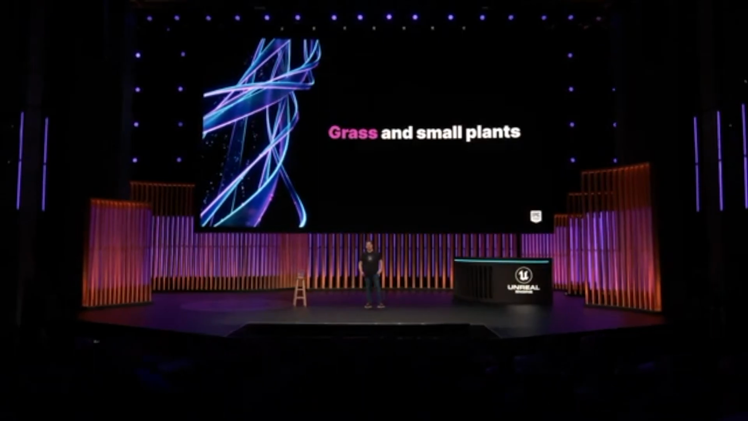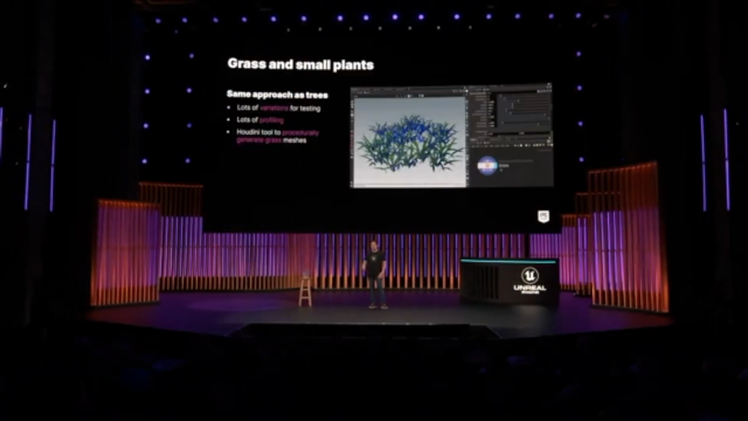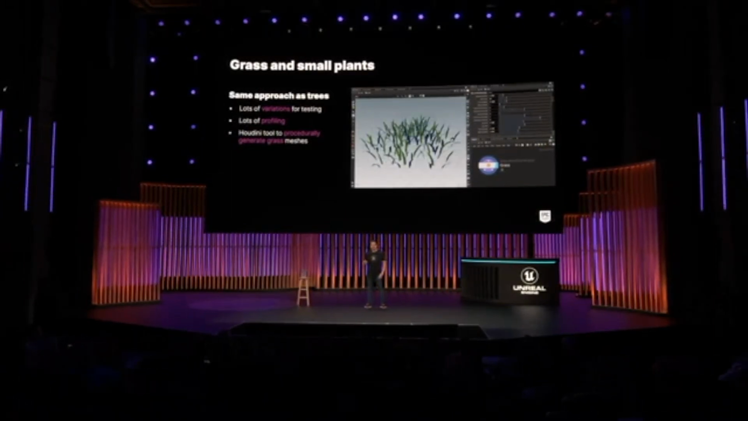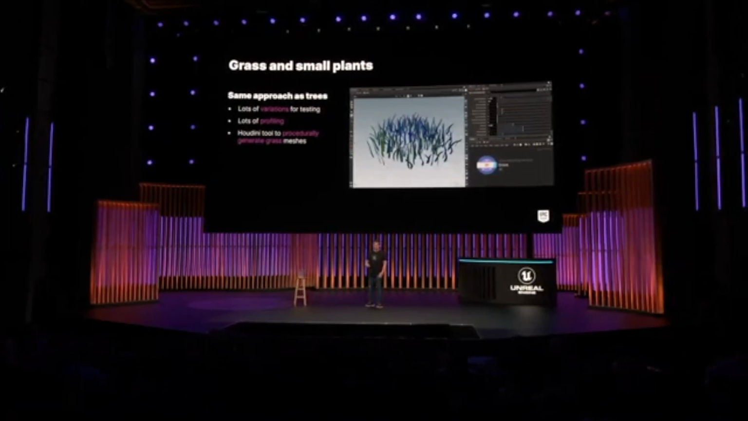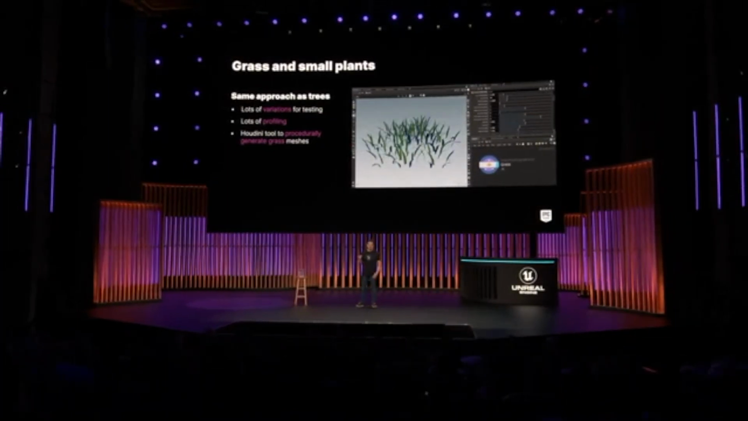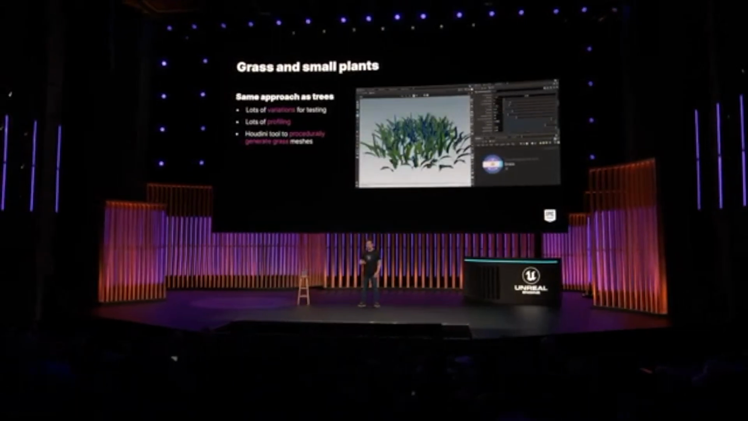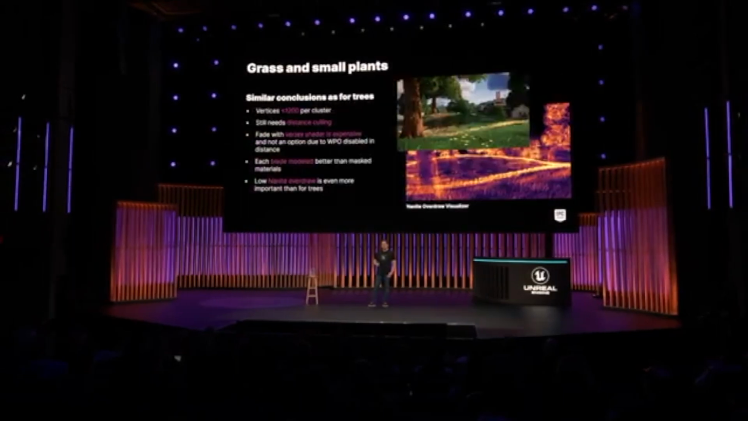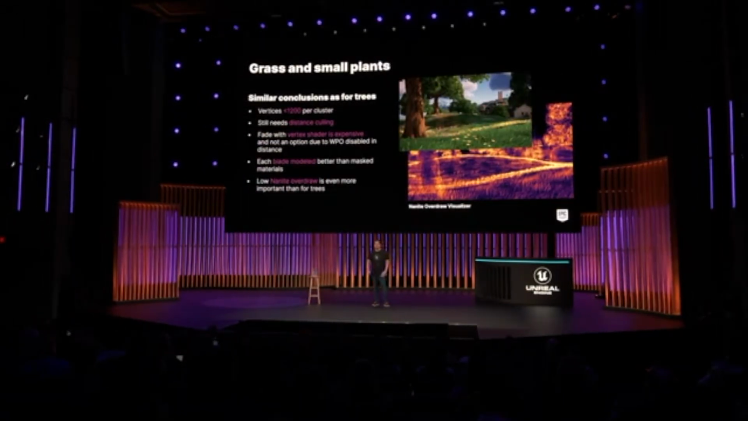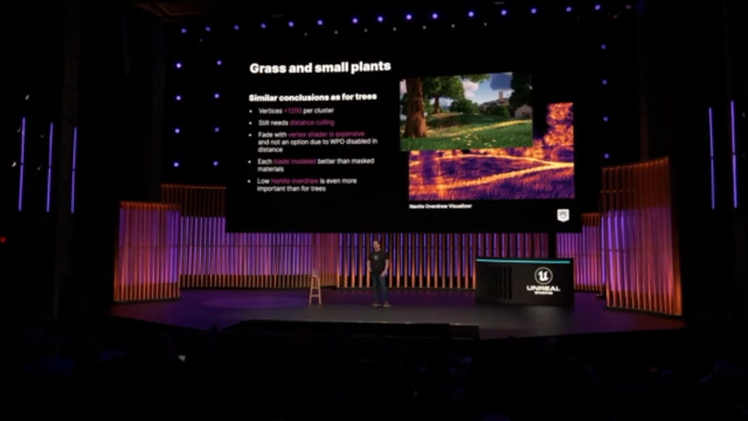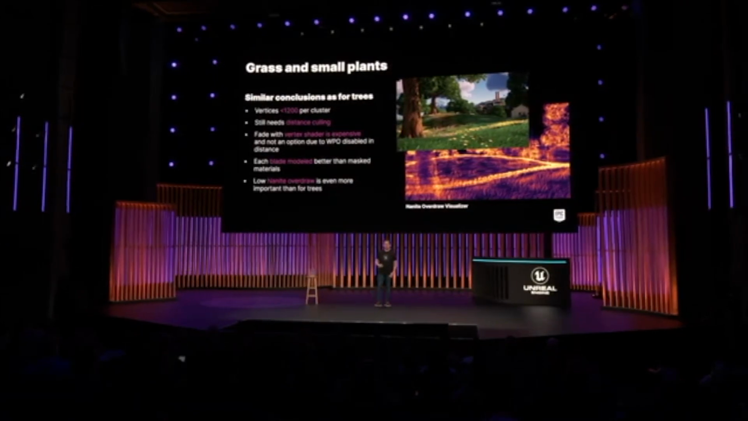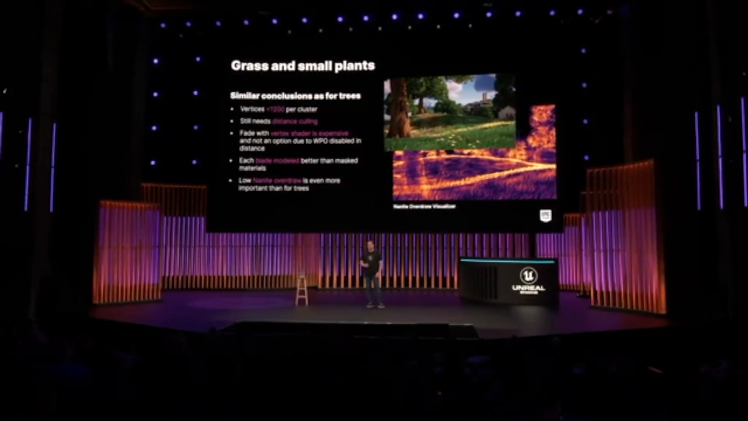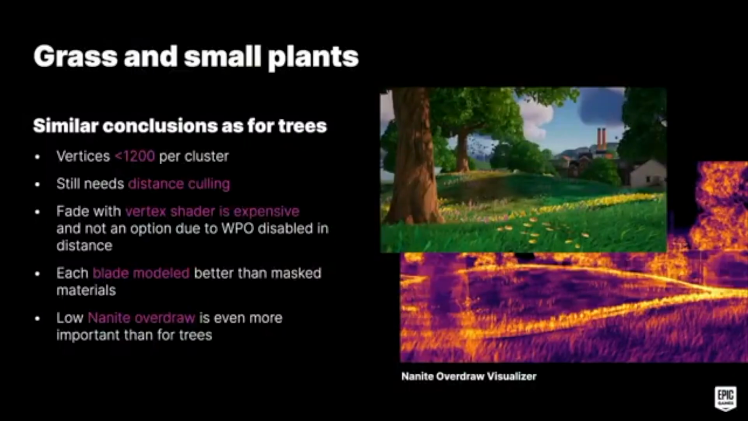Then we moved on to figure out grass and smaller plants. We used the same approach as for our trees. We built lots and lots of variations, and we did a lot of profiling. We had a little Houdini script that let us procedurally generate grass meshes with different details and looks. And we pretty much came to the same conclusions as for the trees. For a grass cluster of about 150 centimeters in diameter, a vertex count of 1,200 verts worked well for us. But we still needed distance culling.